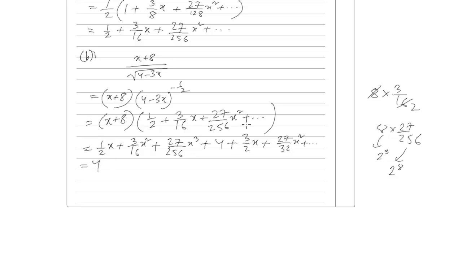Now we need terms of x. This is half and this is 3 by 2. So if you add half and 3 by 2, the base is the same. So half plus 3 by 2 would be 4 by 2, which is 2. So 2x. The third term is going to be x squared, so that means the x cubed term is out. So this is going to be 3 by 16 plus 27 by 32.